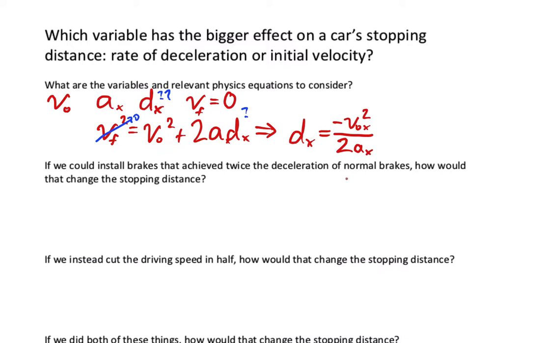Okay, now, so we have the equation. How is this equation going to be useful to me if I don't have any givens? Well, just look at this question down here. If we doubled this acceleration, how would that change the stopping distance? So I'm going to write my equation with blanks.